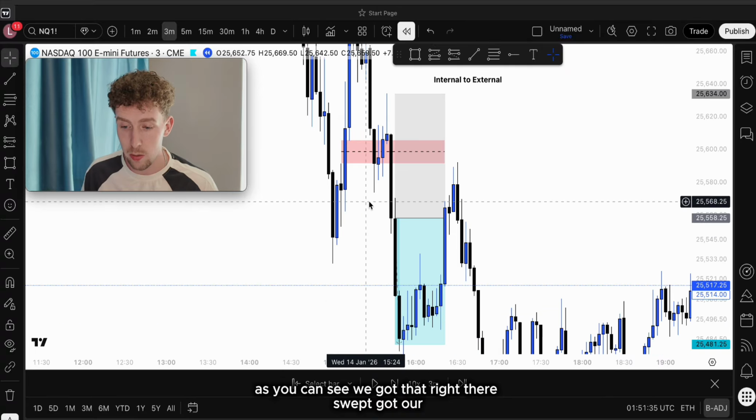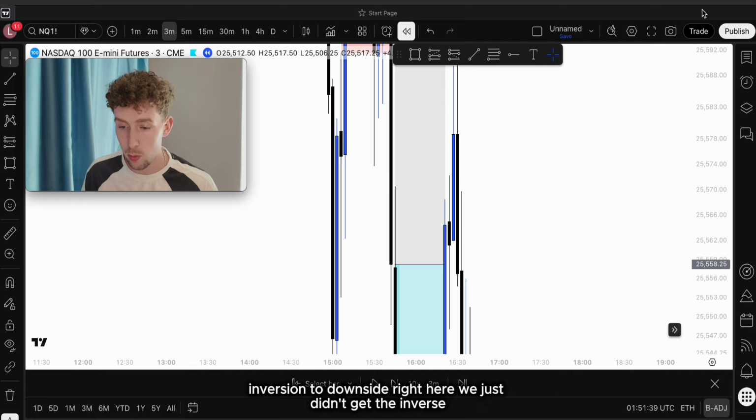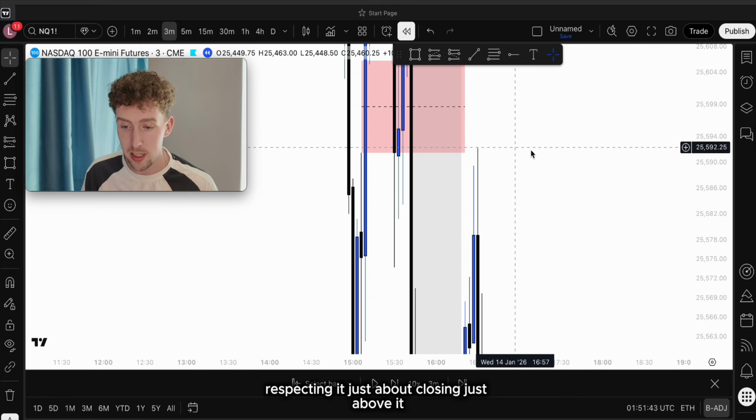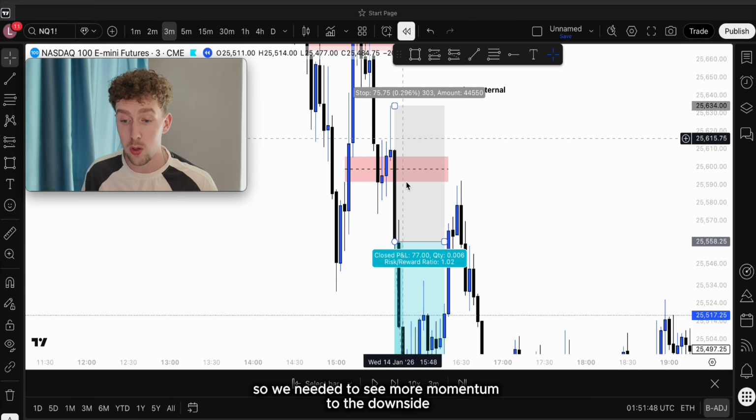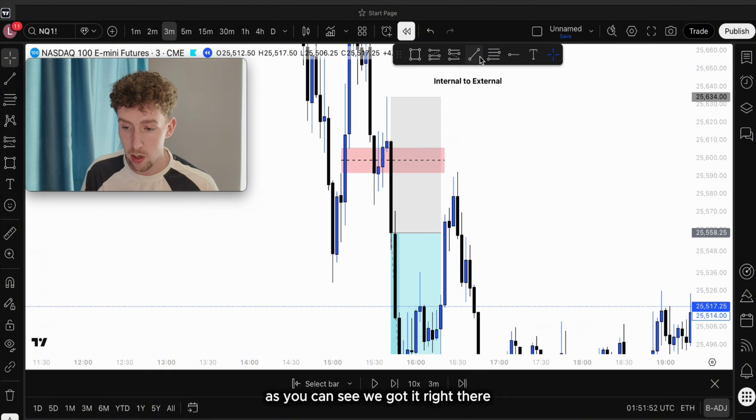As you can see, we got that right there. Swept, got our inversion to the downside right here. We just didn't get the inverse with this candle here. We end up respecting it, just about closing just above it. So we needed to see more momentum to the downside for me to be happy taking this position. As you can see, we got it right there.